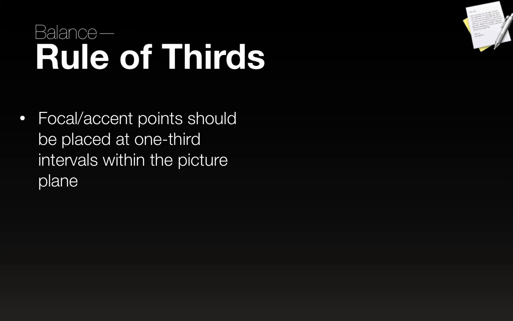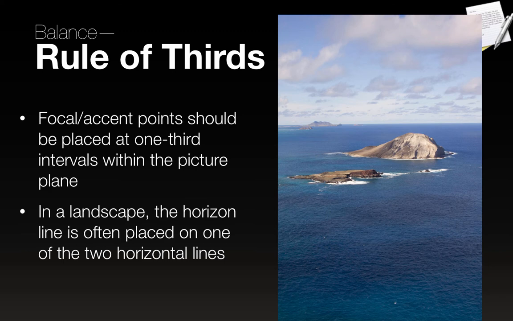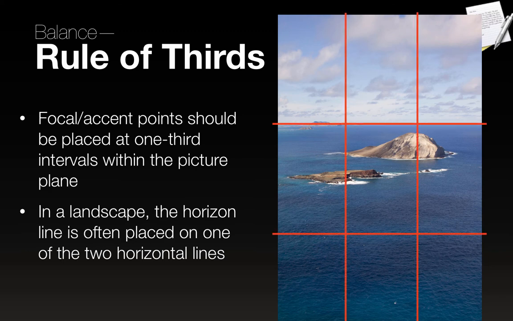The rule of thirds just states that focal and accent points should be placed at 1/3 intervals within the picture plane. And in a landscape, the horizon line is often placed on one of the two horizontal lines, as you can see here. And this is just, like I said, not anything that you're expected to use religiously, but it's out there. It's something that you can use if you want it, and just experiment with it, see if it works for you.